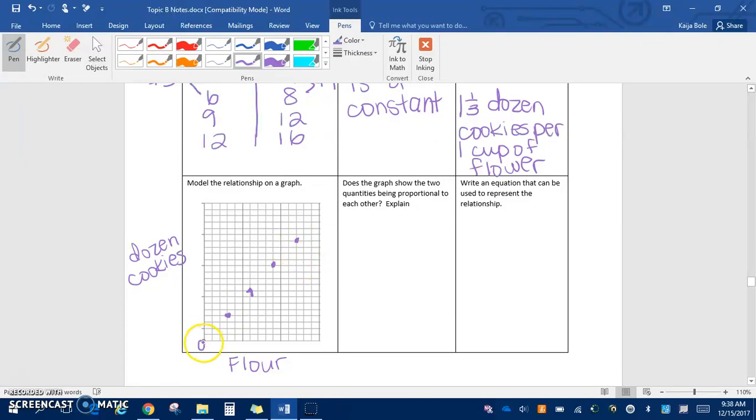Alright, I'm going to connect these points. My line's not very straight. That's alright. And then make sure you do have some number labels down here. It's easier for you guys to write on your paper than for me to write on the screen.